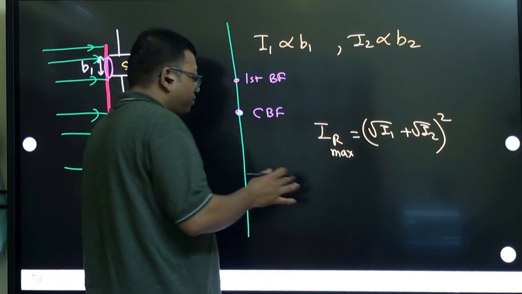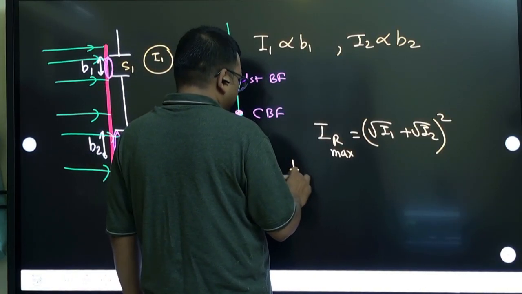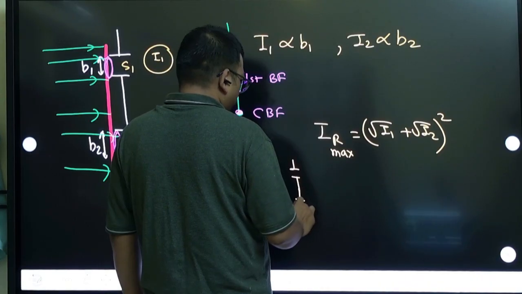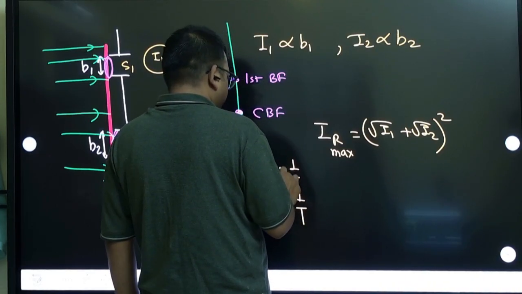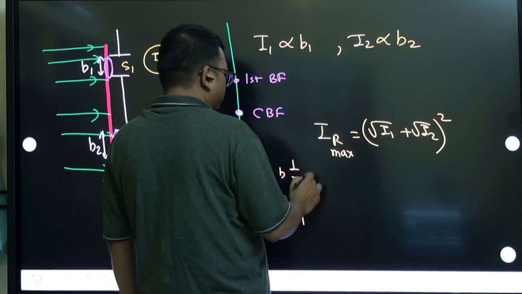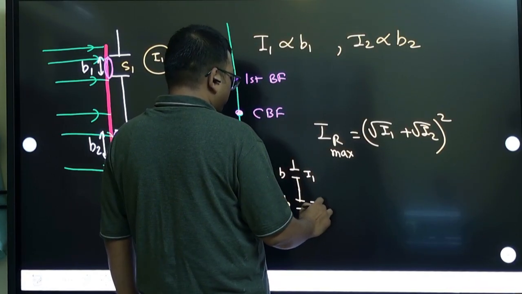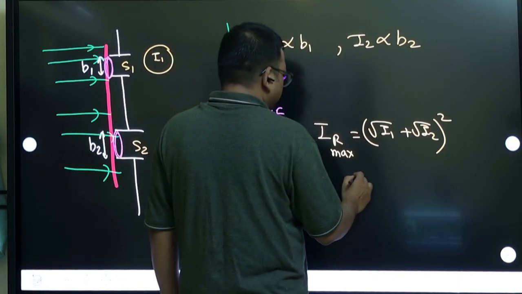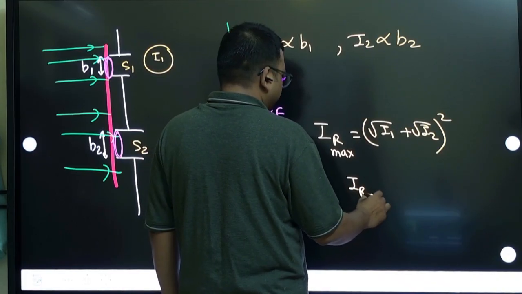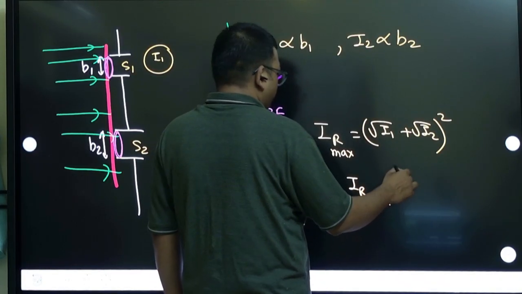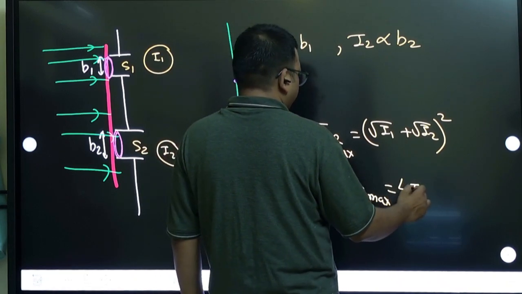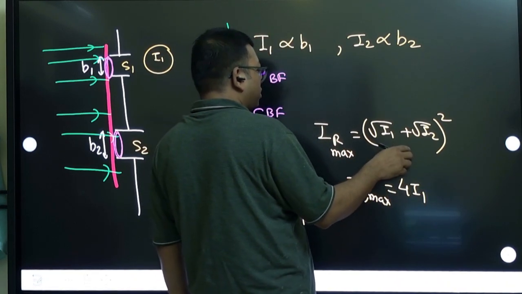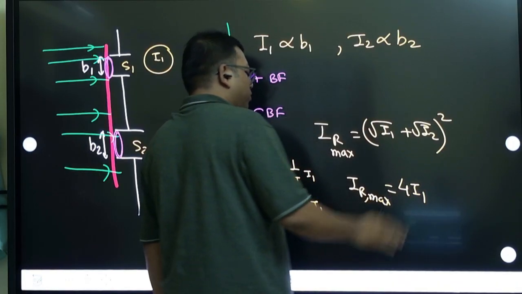Suppose I consider one example. Suppose initially the widths are the same. Both the slits have the same width, say B. So their intensities I1 and I2 will be equal, let us write as I1, I1. So the resultant maximum intensity becomes 4I1, right? Because it becomes (2 root I1) whole square, so 4I1.